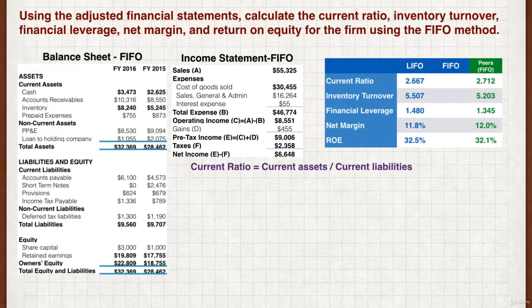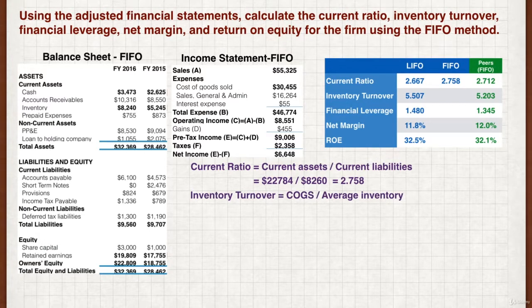Summing up all the current assets in 2016, we have $22,784. All the current liabilities sum up to $8,260. The ratio is therefore 2.758. Inventory turnover is the cost of goods sold divided by the average inventory.